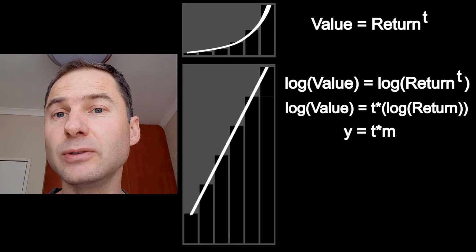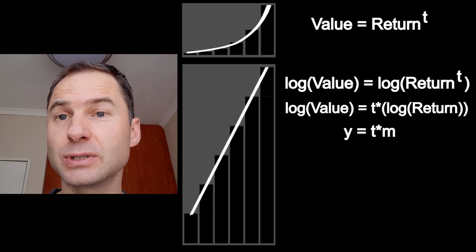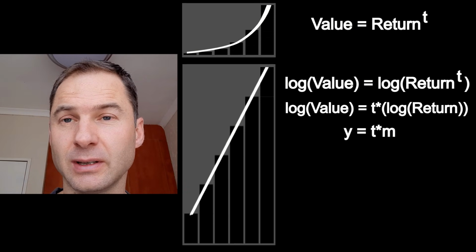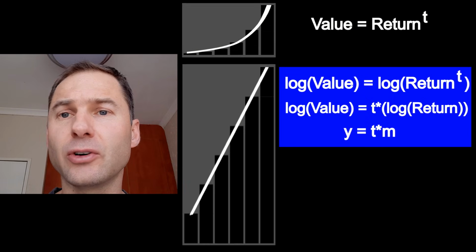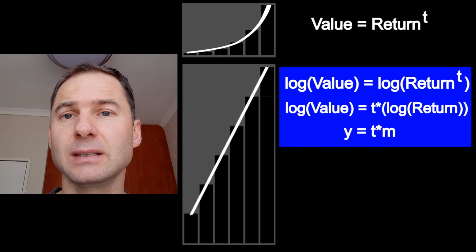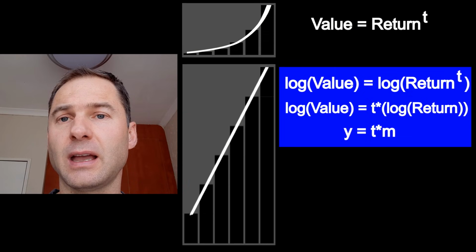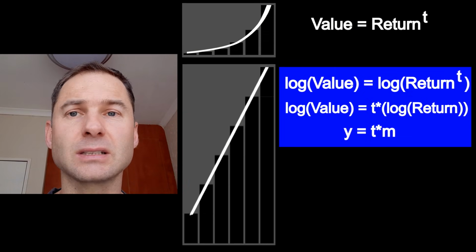I want to explain two very important points of log functions using the following exponential equation. Firstly, let's undo the exponential by taking the logarithm of both sides. We get the log of the value equals t times the log of the returns, and the log of the returns is just a constant.